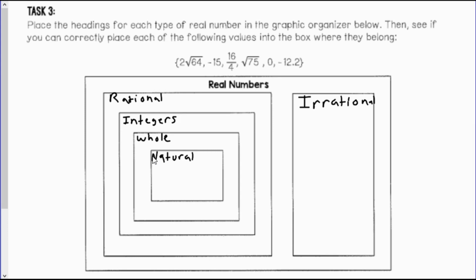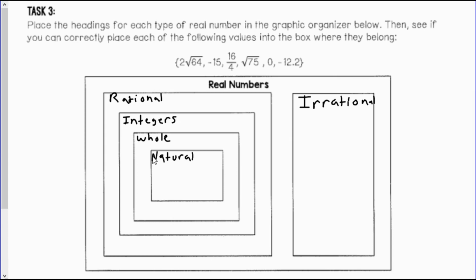Now, the way the Venn diagram works is if you're in the smallest box, if you're a natural number, you would also be a whole number, you would also be an integer, you would also be a rational number, and you would also be in the entire set of real numbers. Also notice if you're an irrational number, you're not a natural number or a whole number or an integer or a rational, but you are in the set of real numbers.